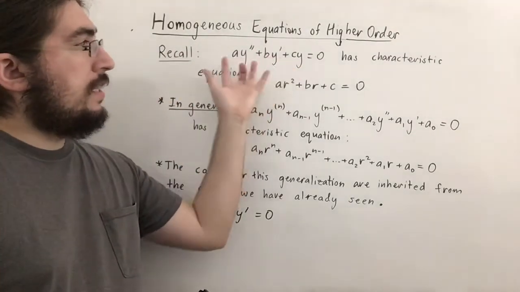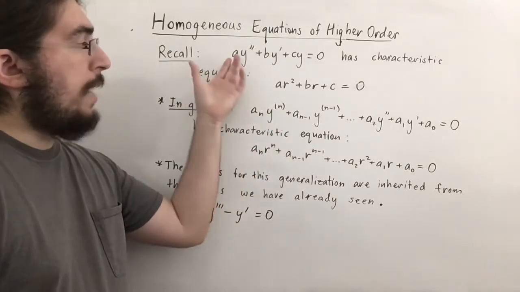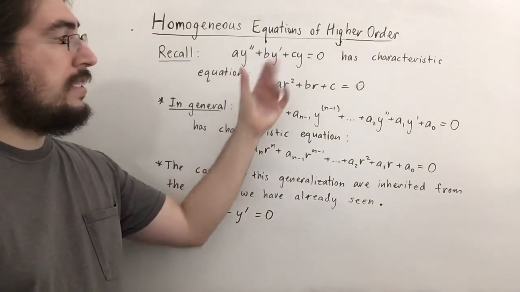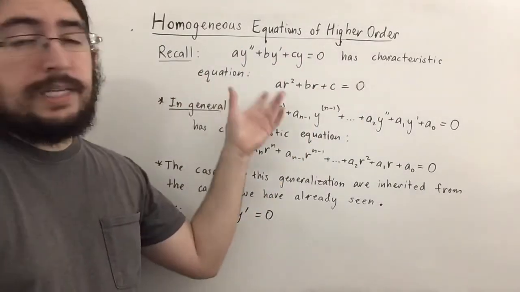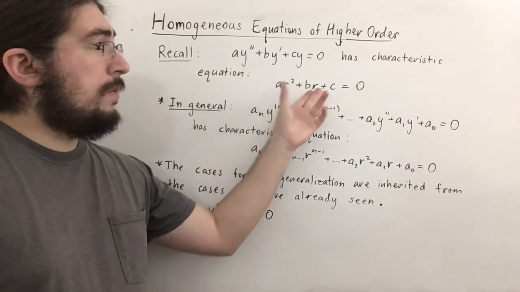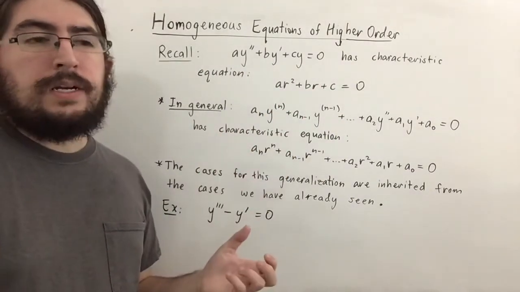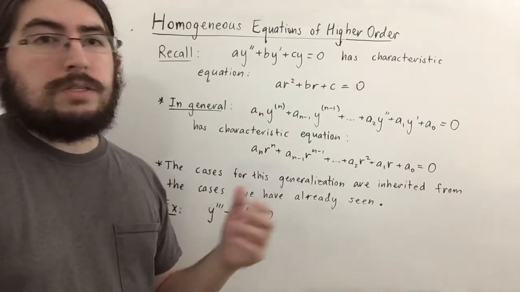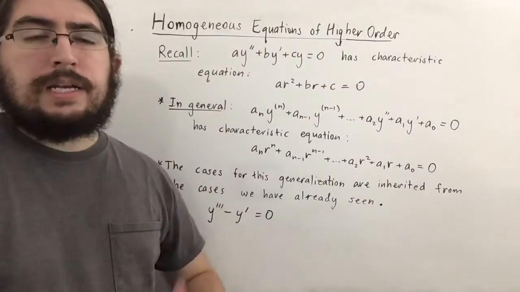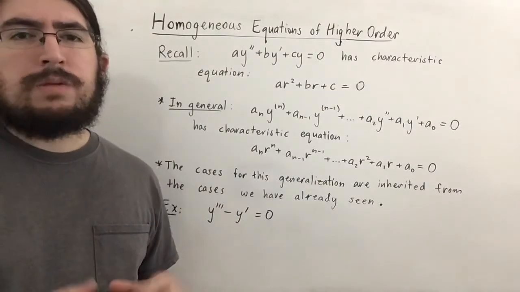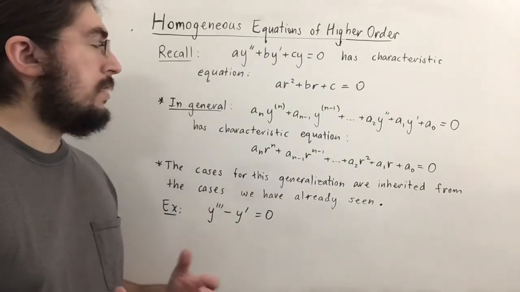If we have this second order linear constant coefficient homogeneous equation, ay double prime plus by prime plus cy equals 0, the characteristic equation of this equation is the quadratic ar squared plus br plus c equals 0, and the solutions to this equation actually relate to solutions of the differential equation. How they relate kind of depends. We broke that up into cases, and we'll discuss that in a moment, but first let's see some examples to figure out how this really works.